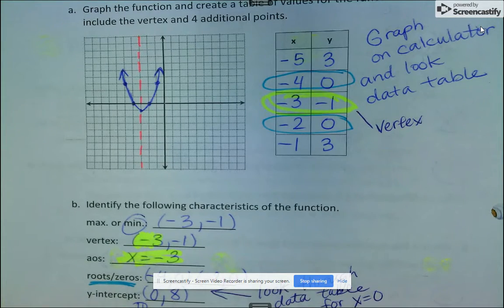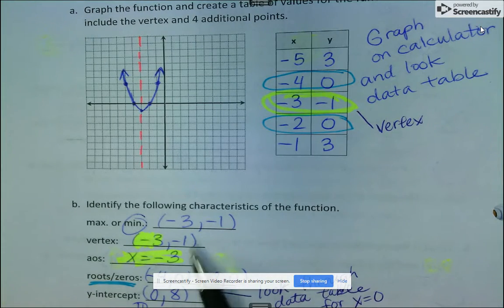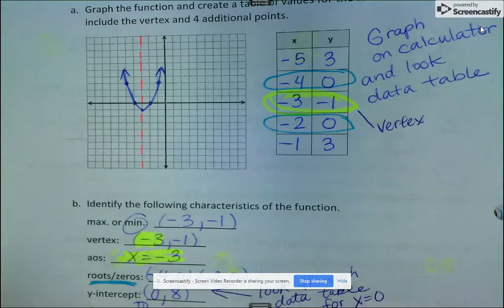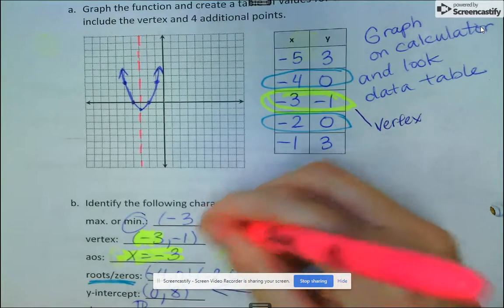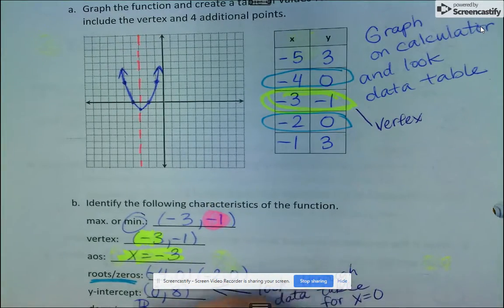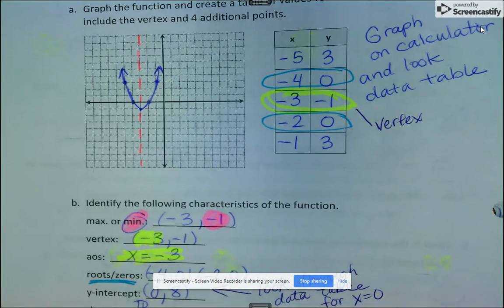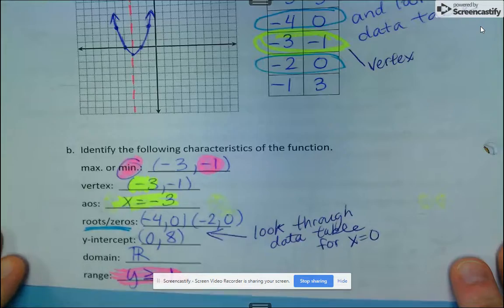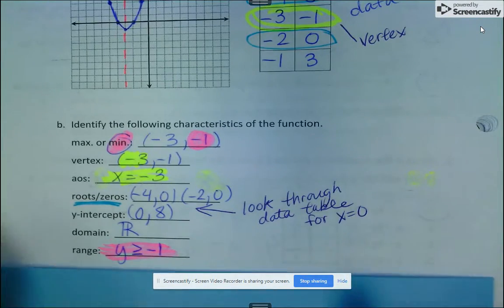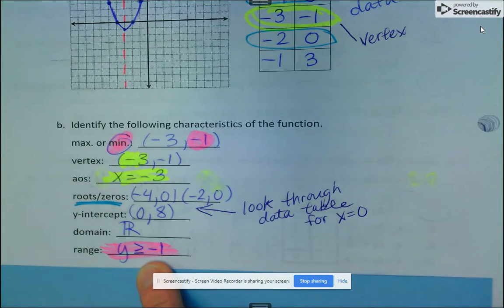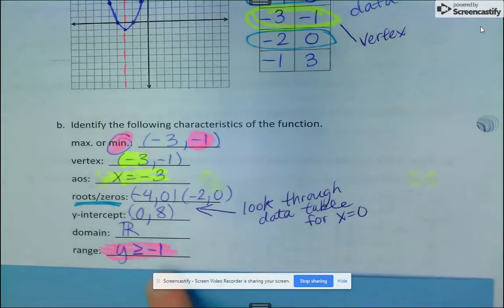And that will give you your value for the y-intercept. Domain is always all reals, and your range is based on the y value of your vertex. So you look at your vertex, you decide whether you have a max or a min, and that's how you determine your range. So you're taking the min and the fact that the y value in the vertex is -1. And because it's the min, it's going to be everything greater than -1.